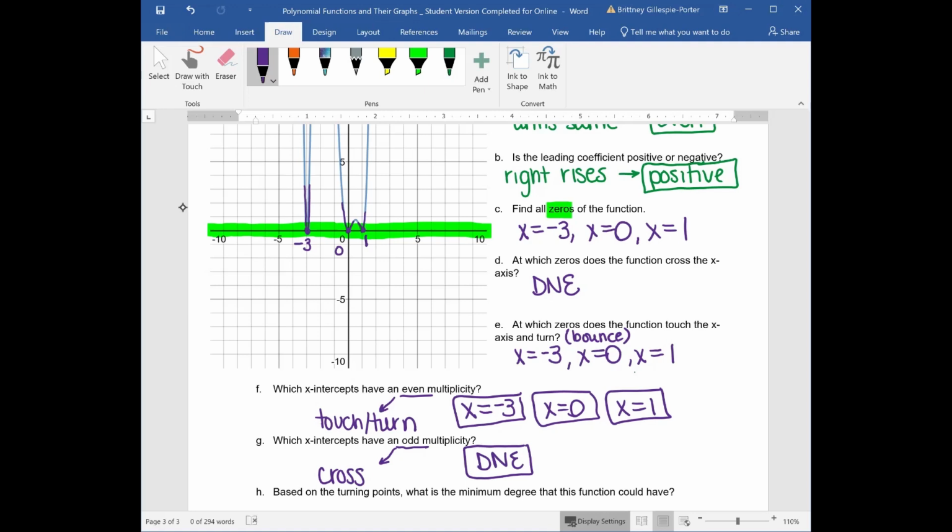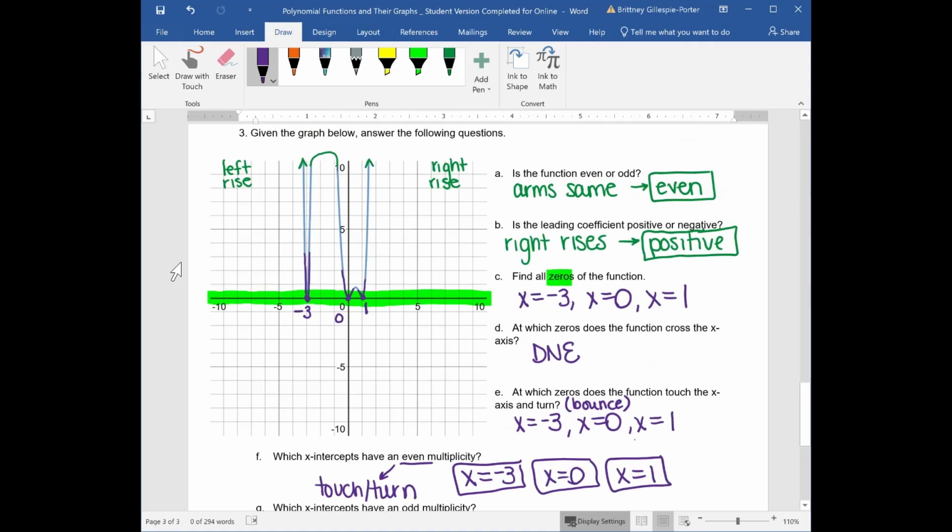Everybody's favorite, turning points to find the minimum degree. Get back in your cars. Let's go for a drive on the graph of the polynomial. Starting from left to right, we're driving. We're headed south. And we hit a turn.